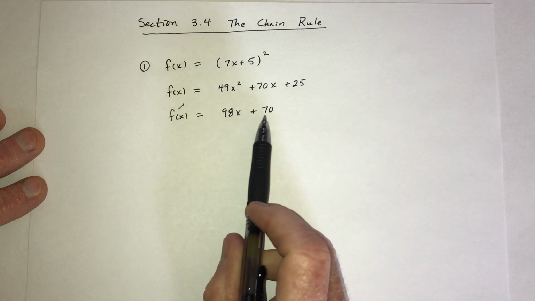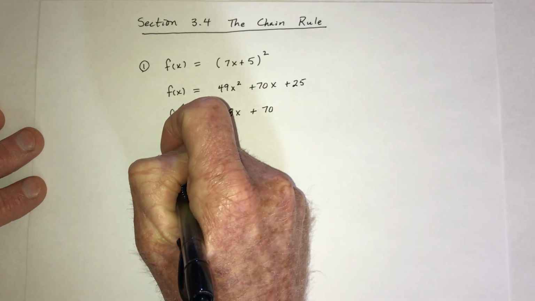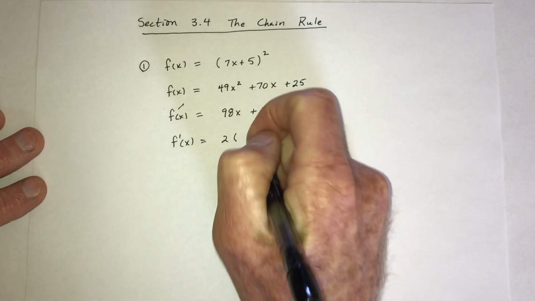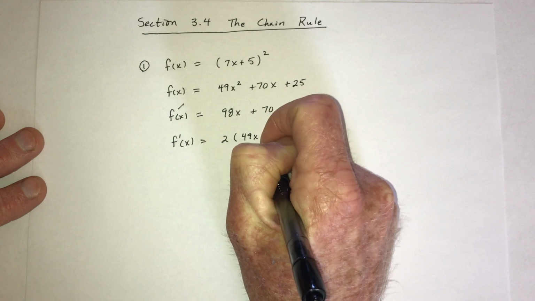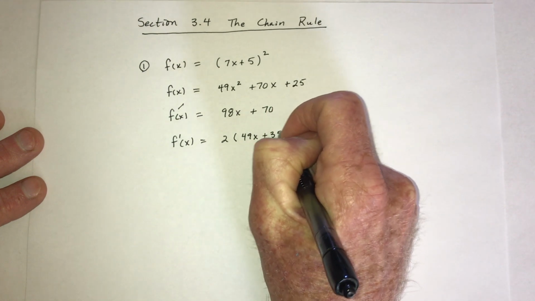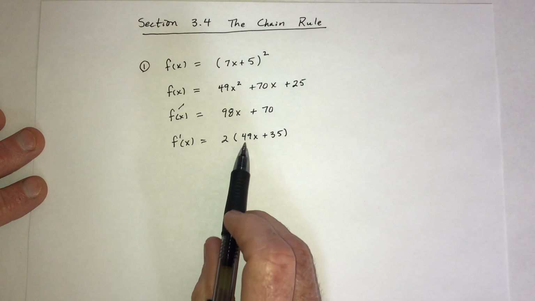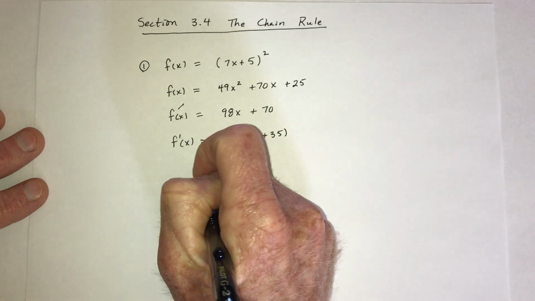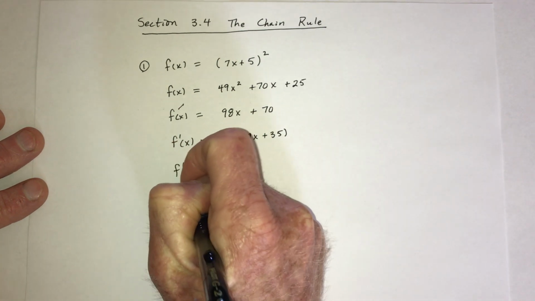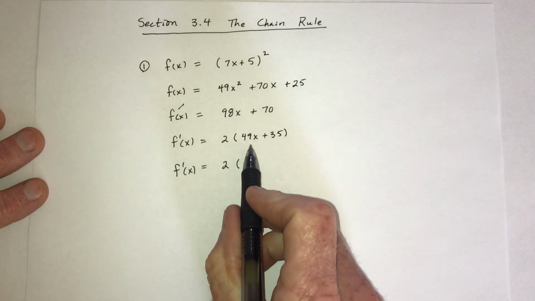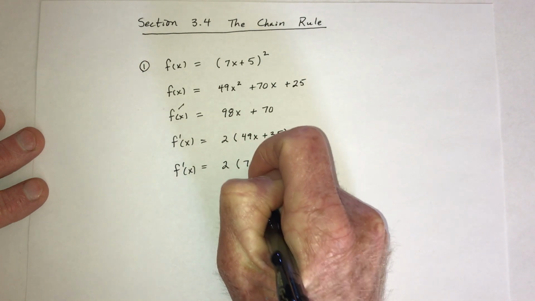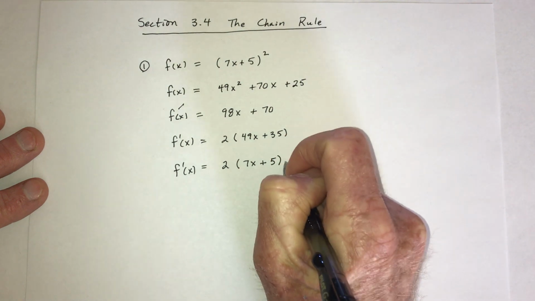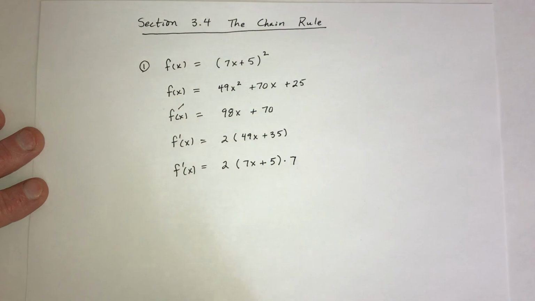Now I noticed that these numbers are even, so I could actually factor out a 2. This would leave 49x plus 35. Oh, wait a second. I could factor out a 7 from this and a 7 from this. So if I factor out a 7, that's going to be 7x. And if I factor out a 7, that's 5. And now the 7 that I factored out, I'm going to put it right here.